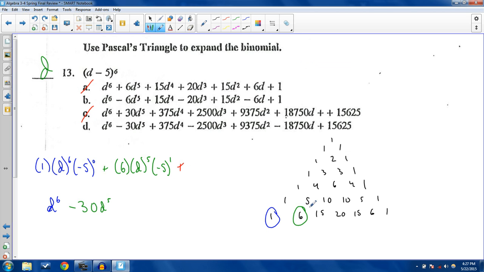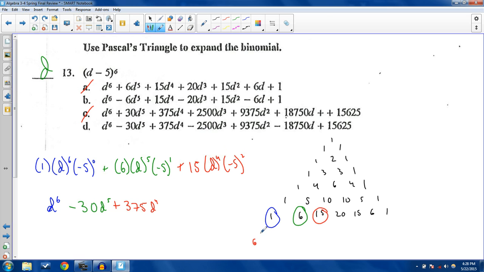Plus, this is 6 choose 2, 15, times d to the 4th power times negative 5 squared. Negative 5 squared is 25. 25 times 15, you guessed it, is 375. Positive 375. You have d to the 4th. So this would keep going. Notice how I'm using Pascal's triangle to help me out.